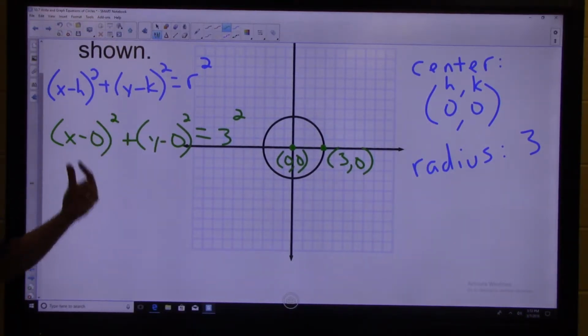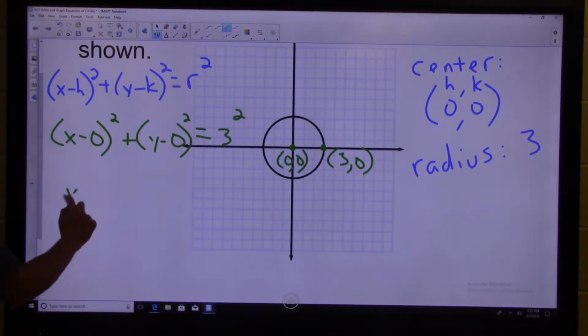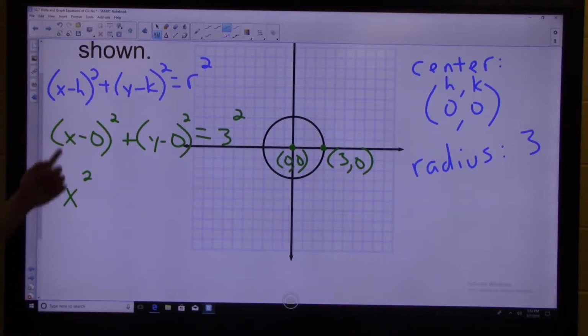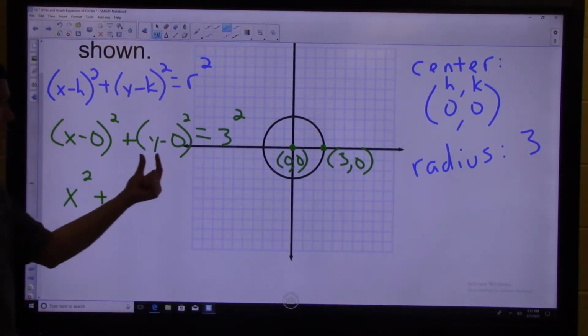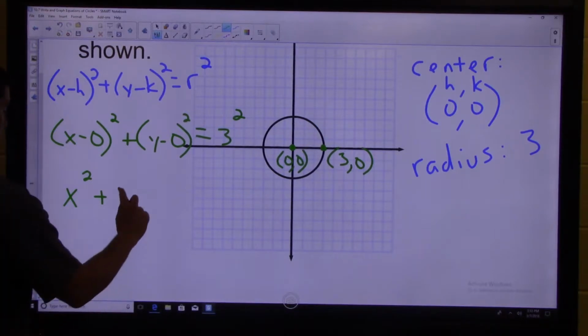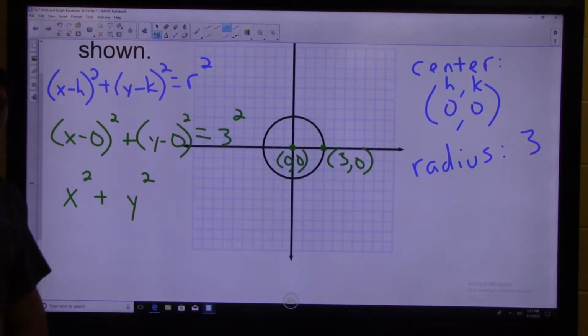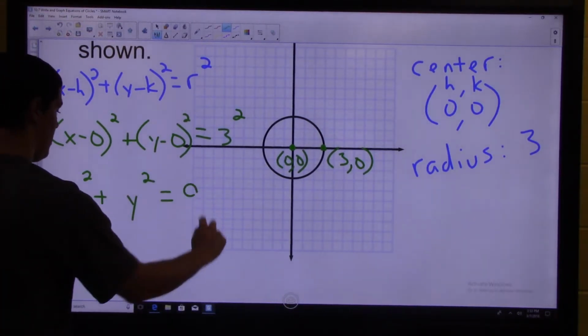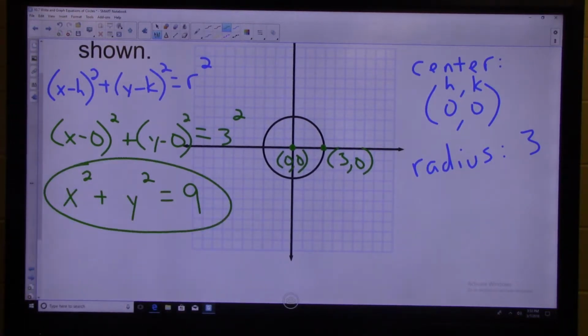So if we have (x minus 0) squared, well, that's the same thing as x squared, isn't it? Hopefully that makes sense. X minus 0 is just x. So that's x squared. Plus (y minus 0) squared, y squared. And then 3 squared is 9. That right there is my answer.